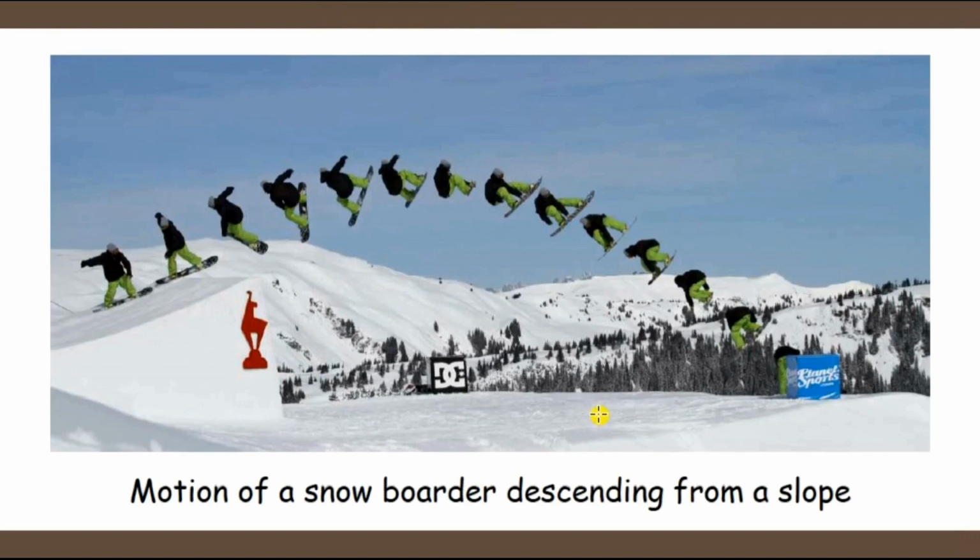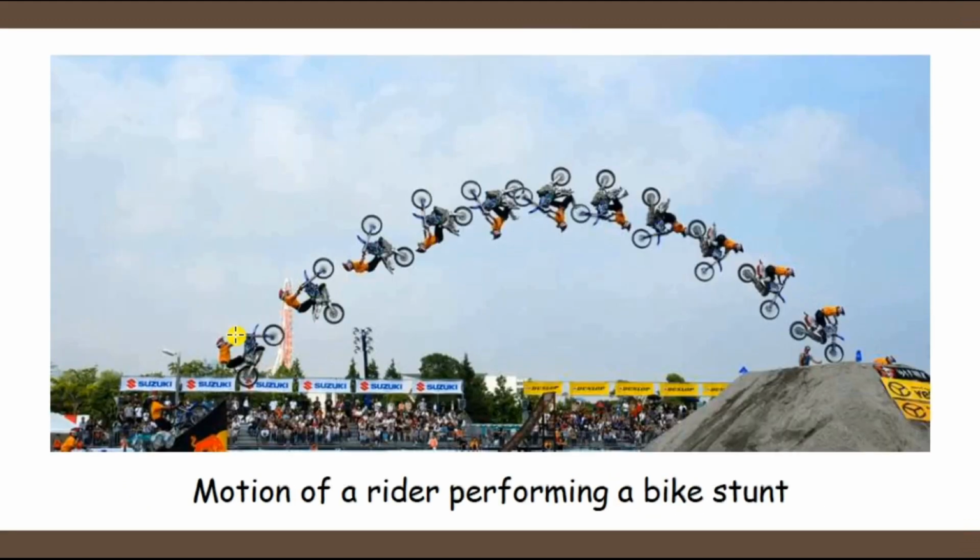You could say that he is descending from a slope, where he is also being projected at an angle with the horizontal. Am I correct? Yes. Now the next example is the motion of a rider performing a bike stunt.